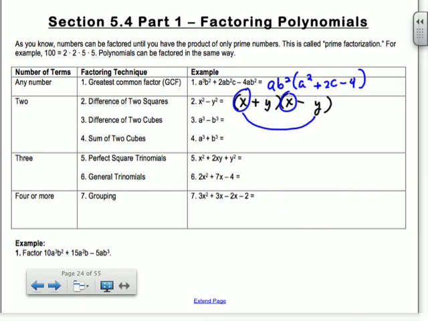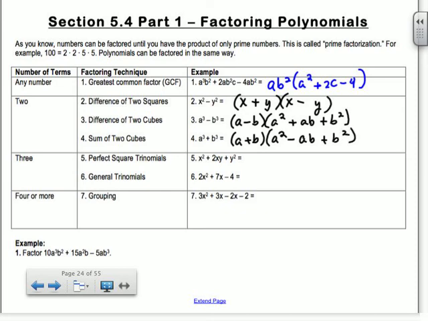Okay, so let's try the next one. Okay, the difference of 2 cubes, we're going to talk about this a little bit more. And same with sum of 2 cubes, but here's how it's going to factor. You're going to have a minus b times a squared plus ab plus b squared. And sum of 2 cubes is going to be a plus b times a squared minus ab plus b squared.